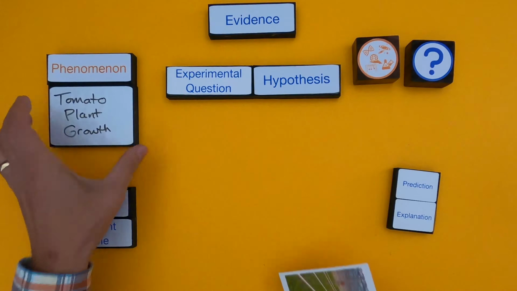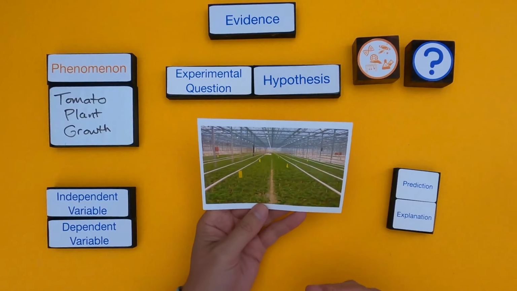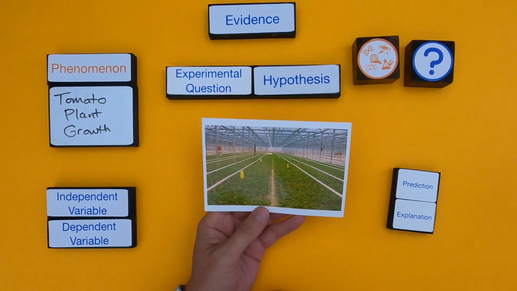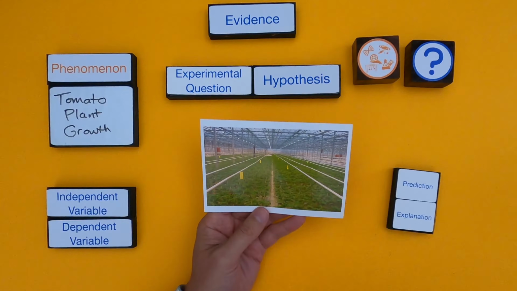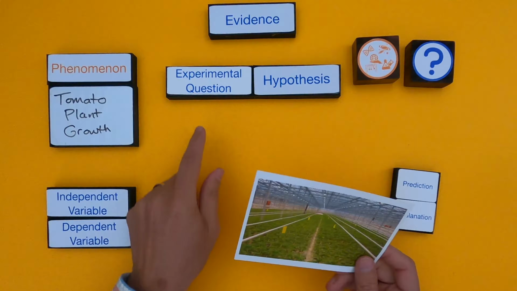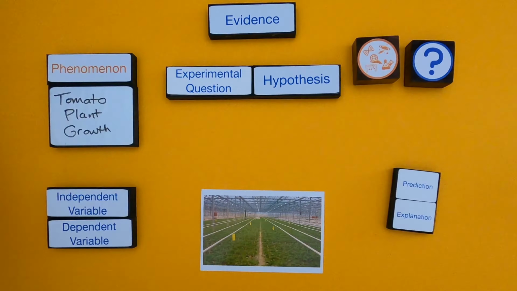So the phenomena that I'm going to think about is tomato plant growth. If we had control over this, so if we could change different things, what things might affect growth in tomatoes? And so now that we've defined the phenomena, the next thing that I want to come up with is a good experimental question. So let me write down a question.